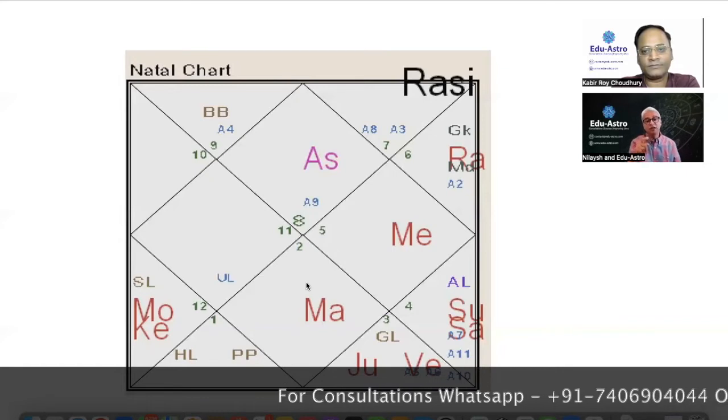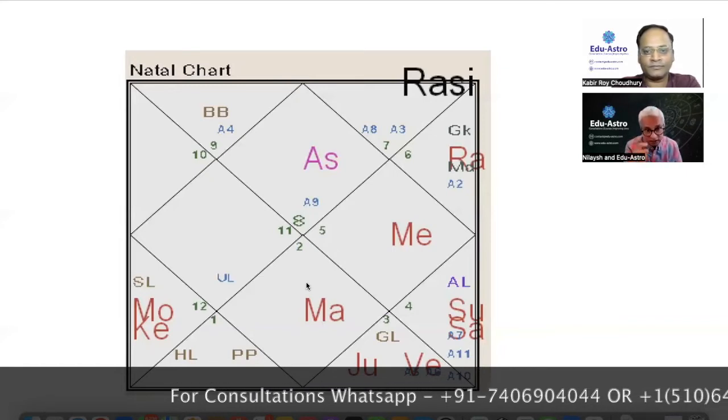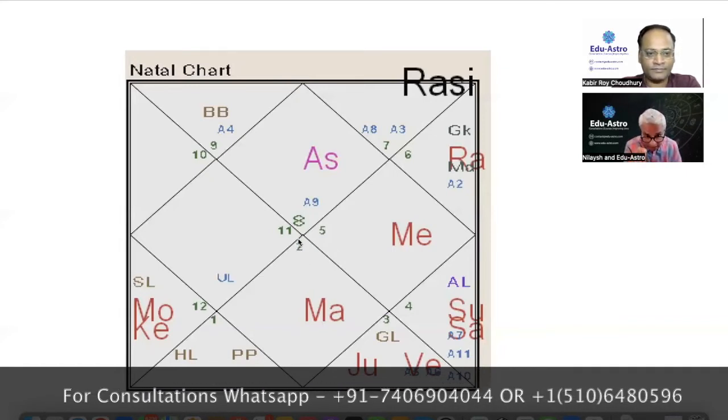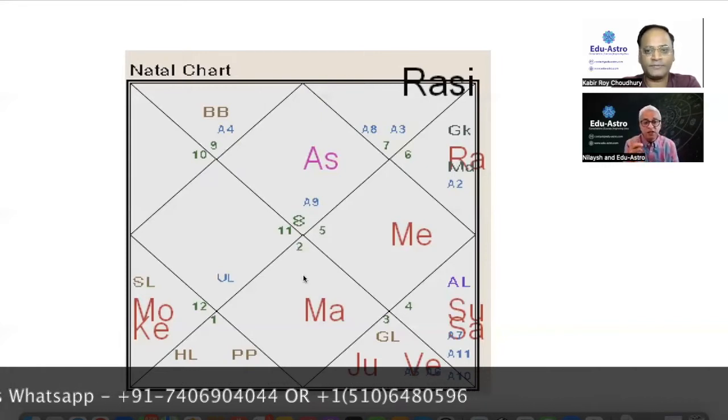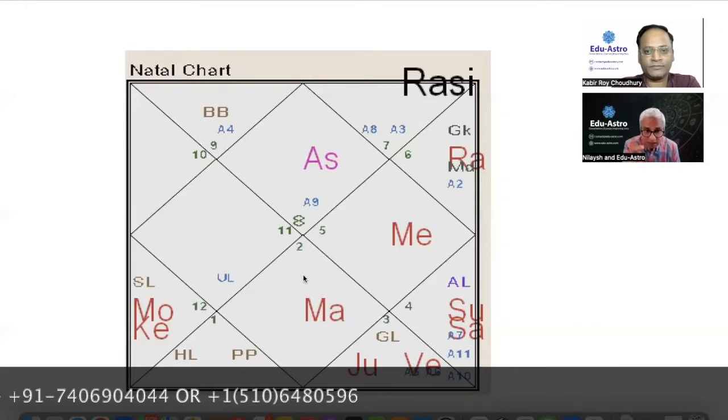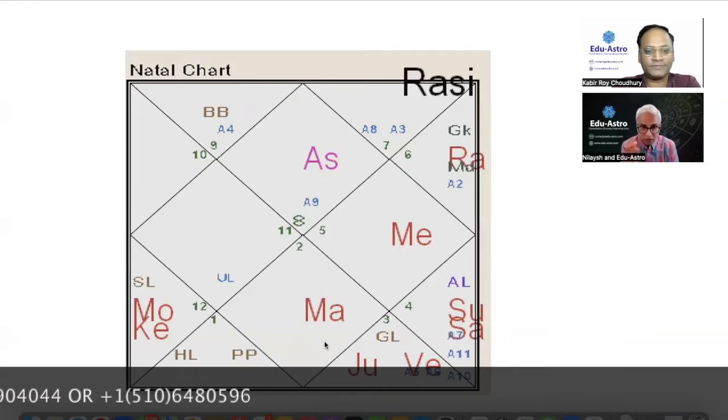Also, if you see the Rashi, the nature of the Rashi is stability, and Mars is passionate. So the stability and passion in the relationship is always there.